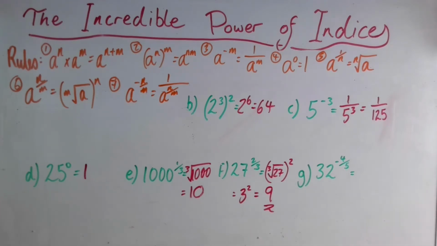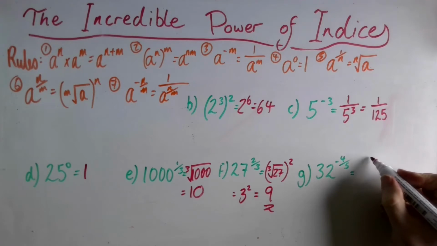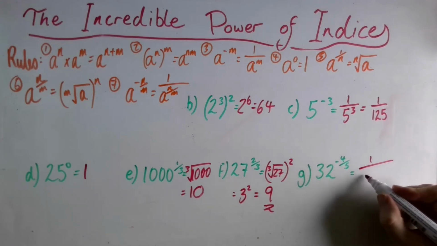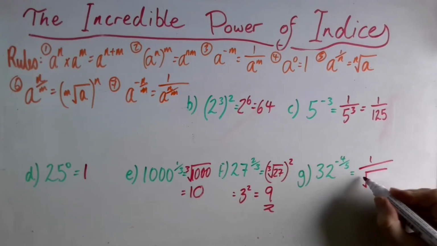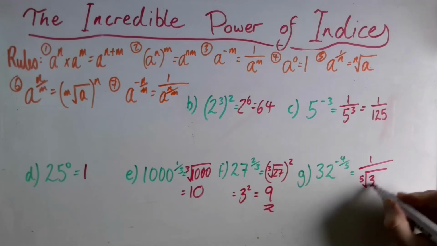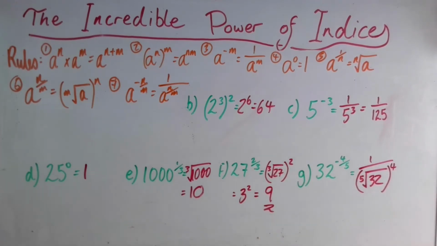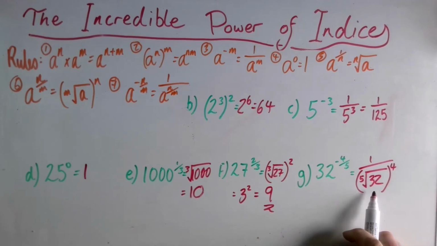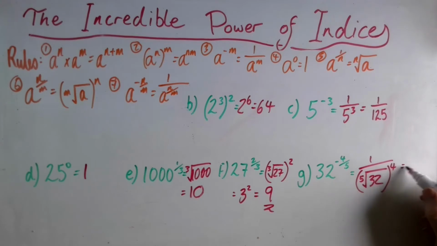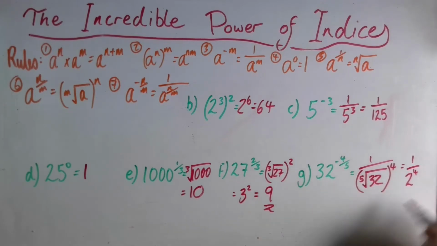And that's going to give us 1 over the fifth root of 32, all to the power of 4. Now we were doing powers of 2 earlier, and 2 to the power of 5 was 32, so that's going to be 1 over 2 to the power of 4, and 2 to the power of 4 is 16, so it's 1/16.